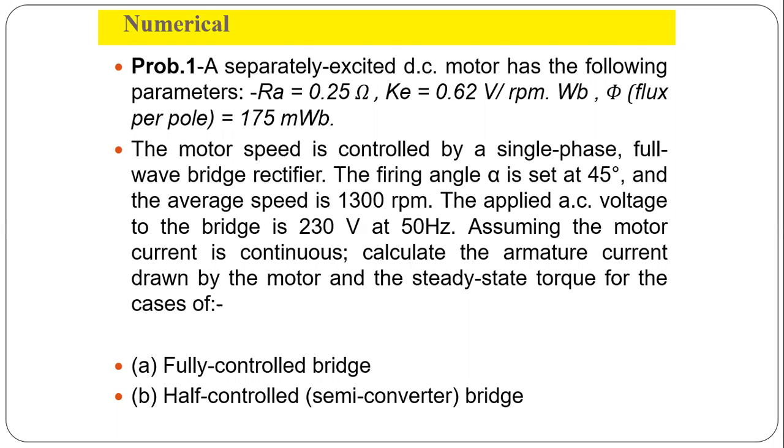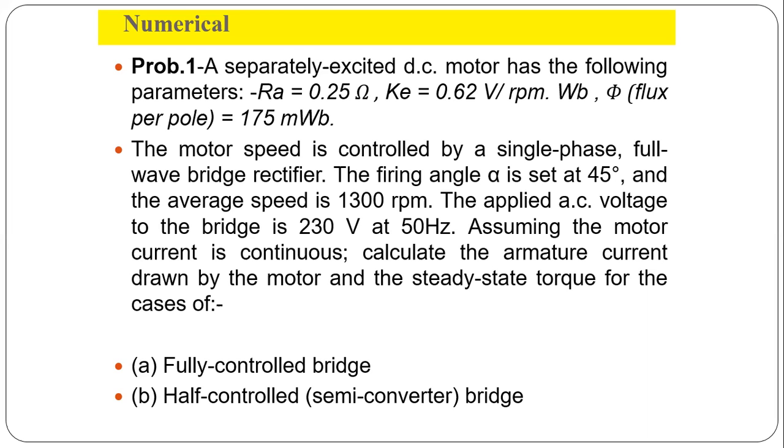The problem is that a separately excited DC motor has the following parameters: Ra, the armature resistance, is 0.25 ohm, Ke, that is a constant, 0.62 volt per RPM, Weber, and flux per pole is 175 milliweber. The motor speed is controlled by a single phase full wave bridge rectifier, and firing angle alpha is set at 45 degree, and the average speed is 1300 RPM.